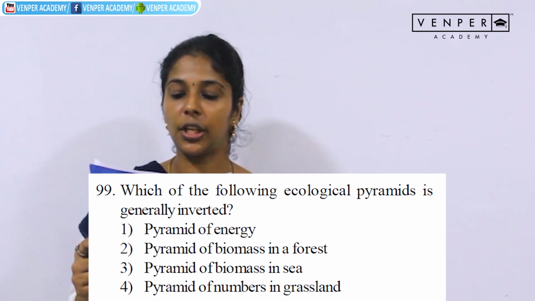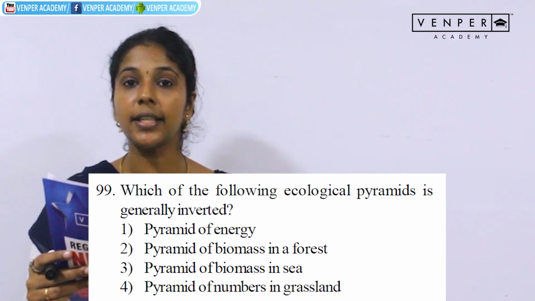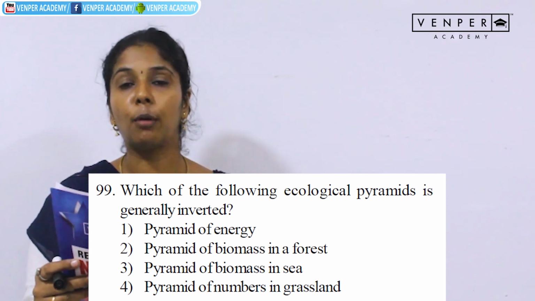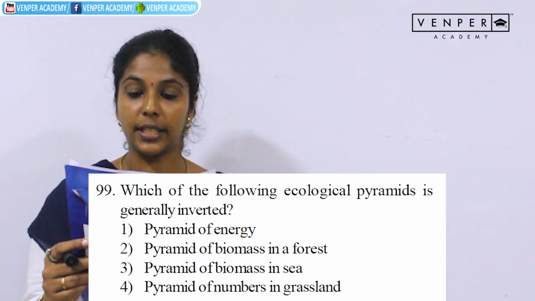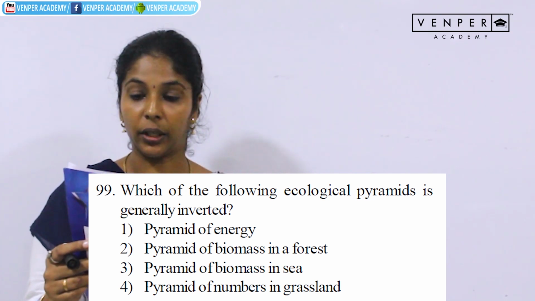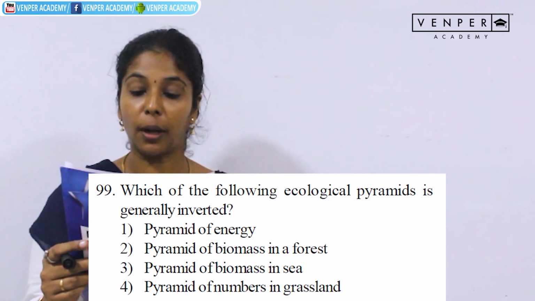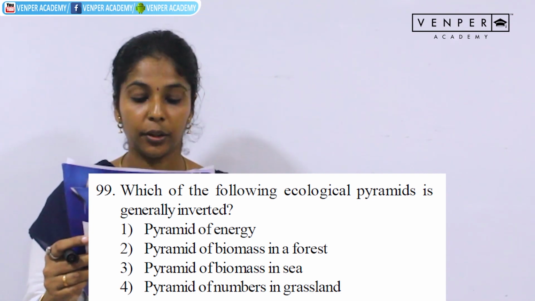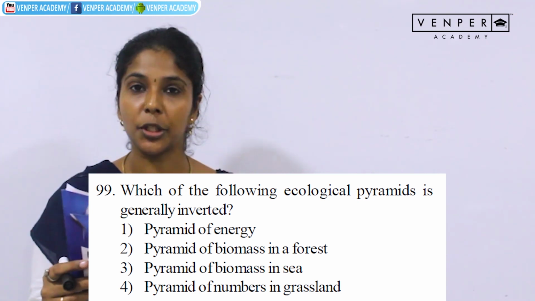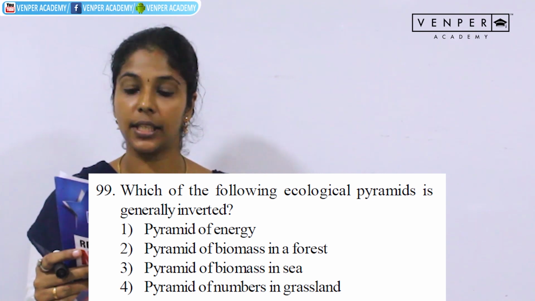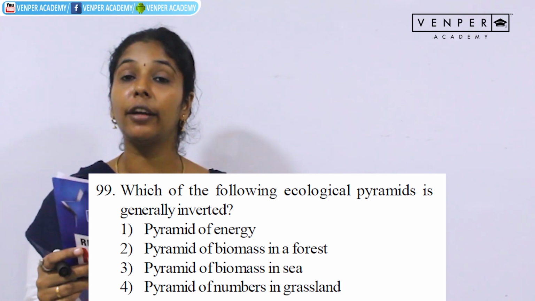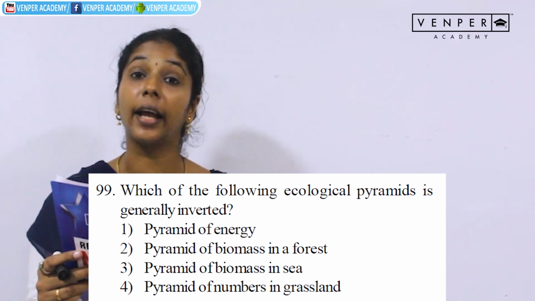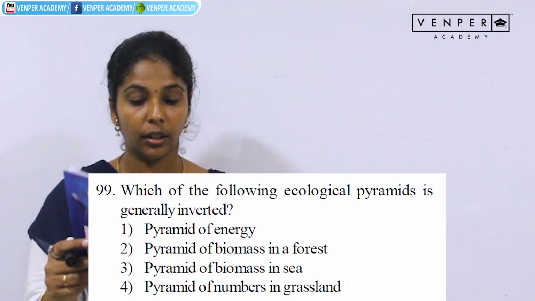Pyramid of energy is never inverted, it is always upright. Pyramid of biomass in a forest is dumbbell shaped. Pyramid of biomass in sea is inverted, and pyramid of numbers in grassland is upright. So the correct option for this question is pyramid of biomass in sea, option C. It is because of the reproductive period and longevity of a member of the higher trophic level.